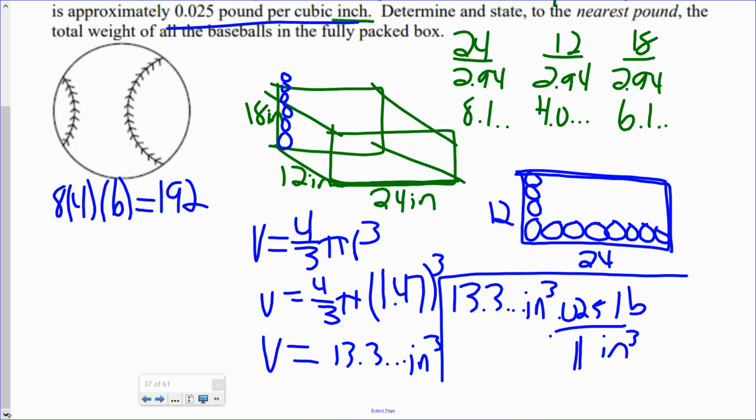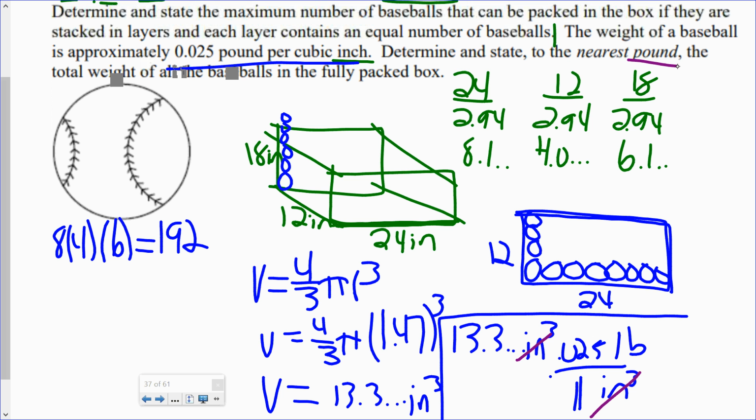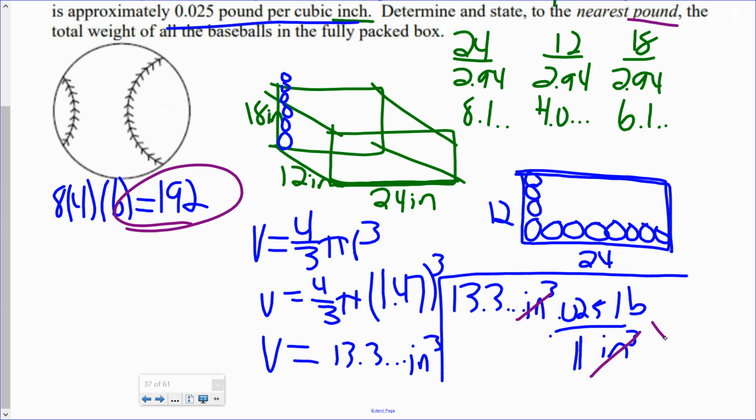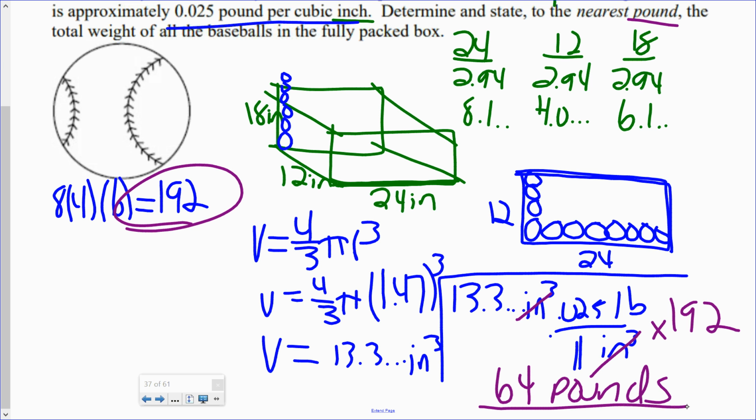So I got my cubic inches gone. I've got pounds. I want pounds. Is there a quantity? Yes, the whole point of this problem, there's a quantity of 192. So I'm going to multiply by 192. I'm going to pop that into the calculator, and I'm going to get 64 pounds. So for these problems, you're always finding volume. But this whole shelf box thing is becoming a thing, so that's how I would deal with it.